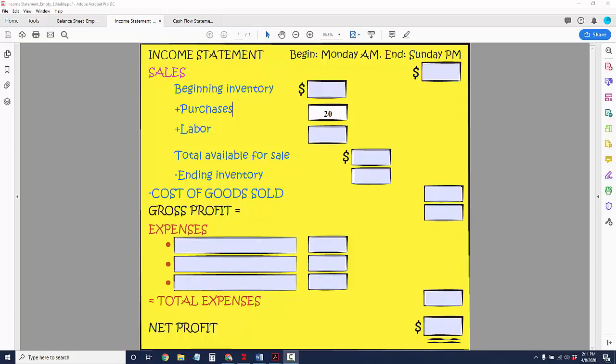We can also complete the box for beginning inventory. At the start of the week, we didn't even have a business, so our beginning inventory this week was 0.